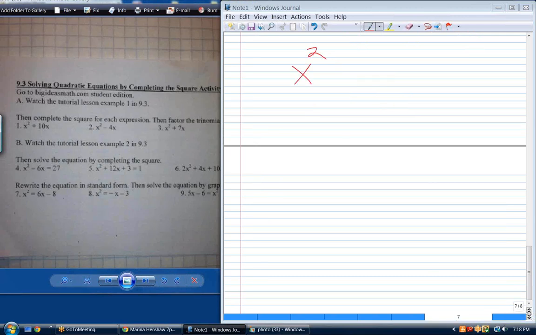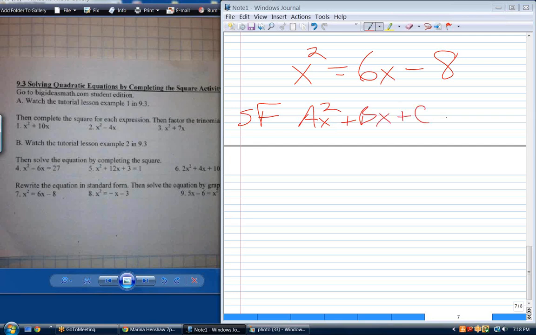x squared equals 6x minus 8. First of all, standard form is ax squared plus bx plus c equals 0. So how do I rewrite this in standard form?